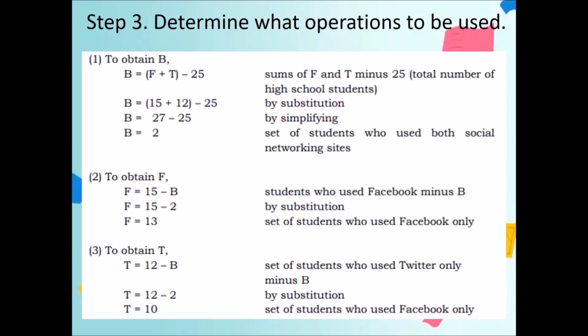Then to obtain F, those who use Facebook only, 15 minus B. And that is 15 minus 2, a total of 13 students who use Facebook only. Then to obtain T, 12 minus B. So 12 minus 2 is equal to 10. So 10 students use Twitter only. So this is the computation, or how to solve the given problems using sets and involving a Venn diagram.